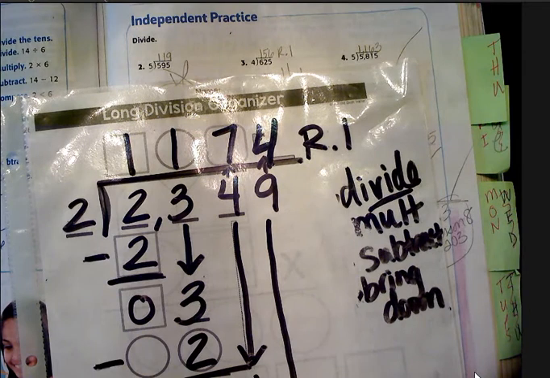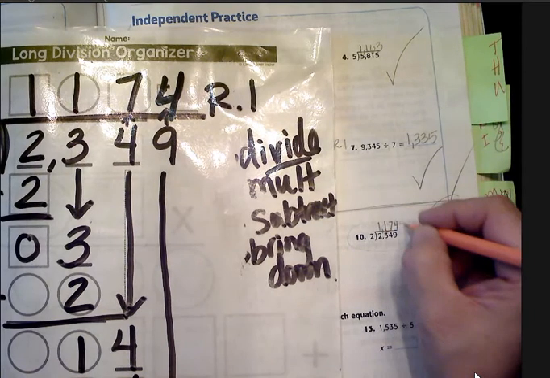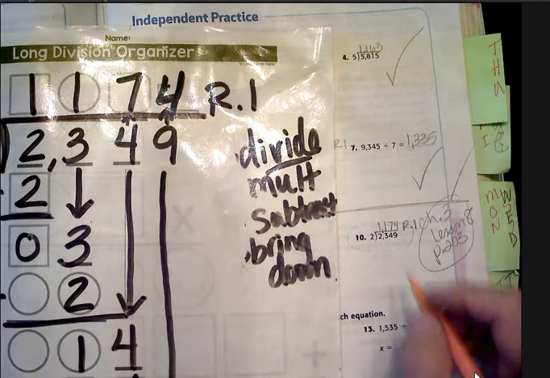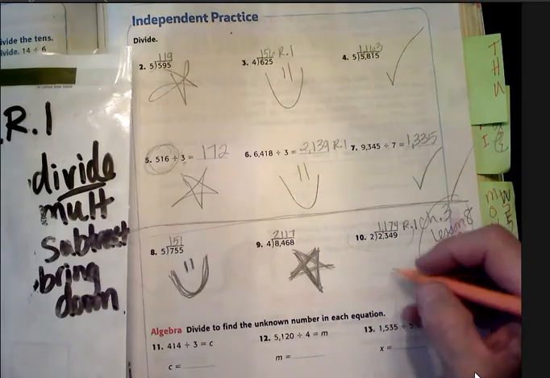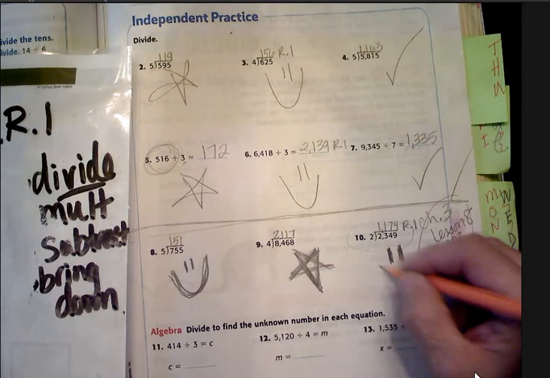1,174, remainder 1. So I'm going to write that here. And this one is going to get another happy face. We're forgetting about the check marks on this one.